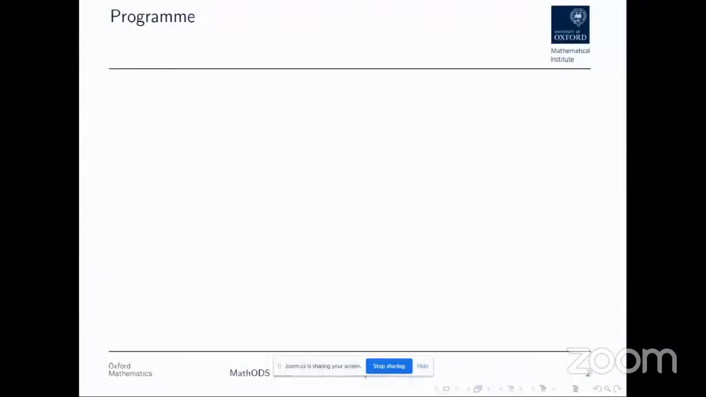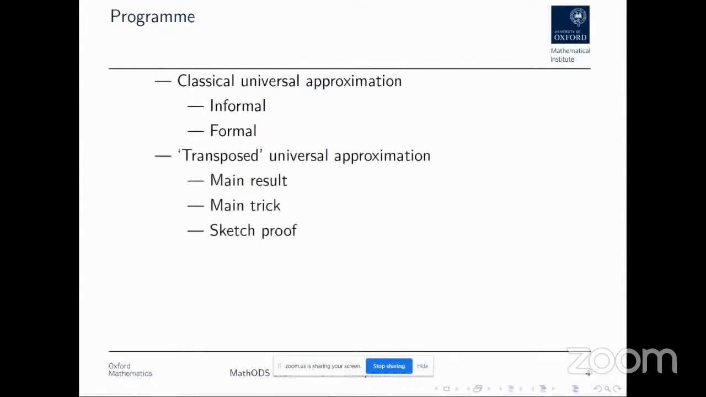What am I going to be discussing today? I'm going to start off with a brief discussion of classical universal approximation. In particular, this is going to tie back to some of what we heard Gitta talk about earlier, where she briefly mentioned the classical universal approximation theorem. Then I'm going to move on to discuss what I mean by transposed universal approximation. I don't want to say it's a new way of doing universal approximation, but it's another take on it. So I'll try and tell you about what the main result is and some intuition for how it comes together. And then I'll tell you a little bit about the applications of this.